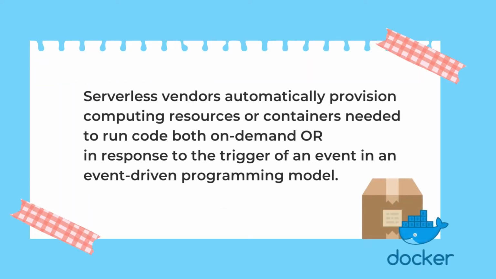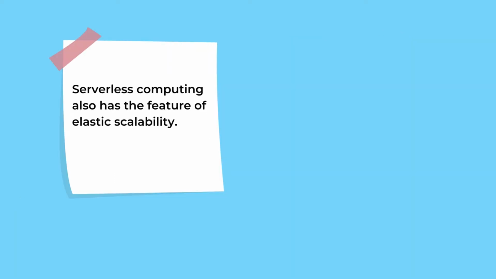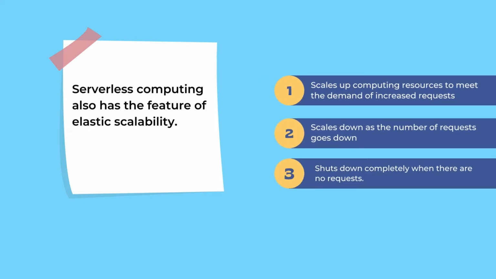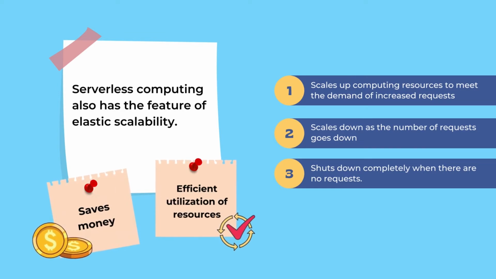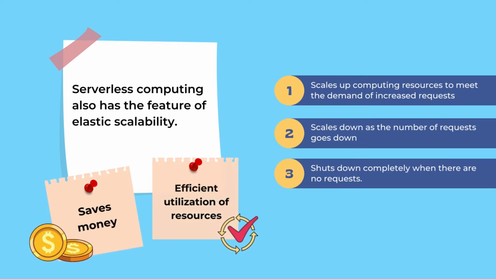Serverless vendors automatically provision computing resources or containers needed to run code, either on demand or in response to the trigger of an event. In an event-driven programming model, not only does it automatically provision computing resources, but serverless computing also has the feature of elastic scalability. What it means is computing resources are scaled up to meet the demand of increased requests, and they scale down as the number of requests goes down and shut down completely when there are no requests. The idea of elastic scalability saves money, and it helps vendors to efficiently utilize resources.